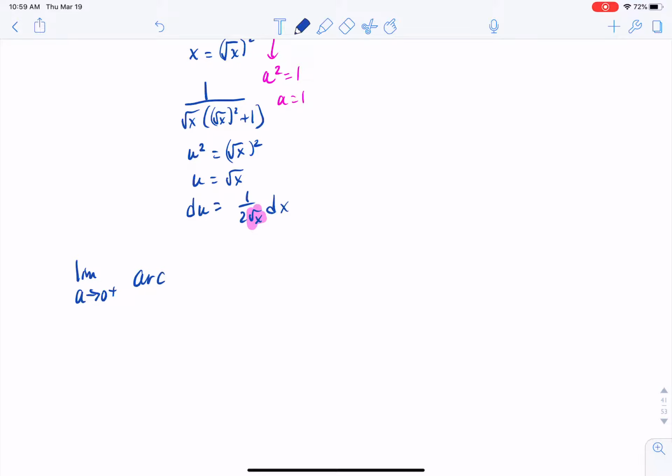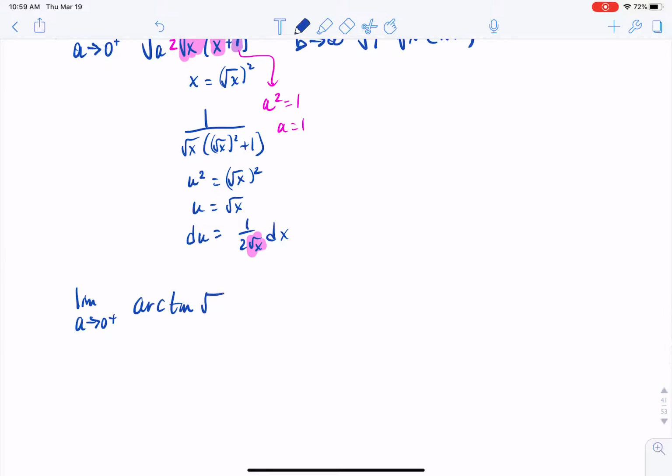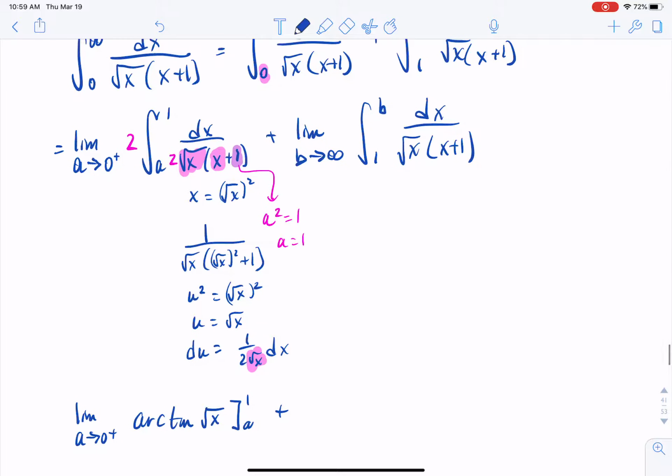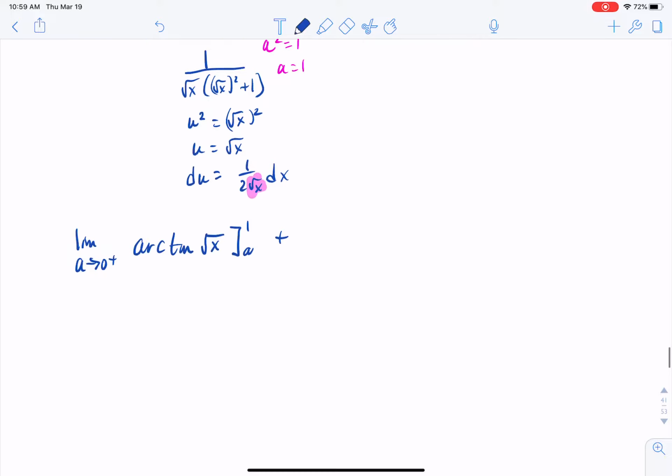The arctangent is supposed to have 1 over a on the front of it, but that a value is 1. Arctangent of our u over a, and our u we said is the square root of x. A is 1, so it's not there. It actually is there. From a to 1. That's fine. And the beauty of this, of course, is that the second half of this is going to have the exact same antiderivative, just a different limit value. B goes to infinity, and then the arctangent of the square root of x from 1 to b.